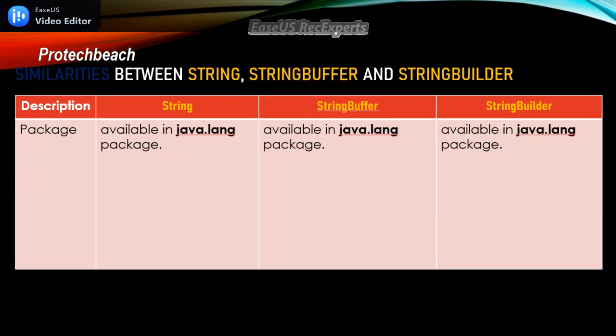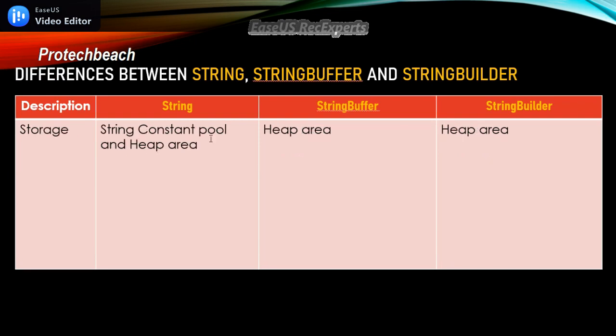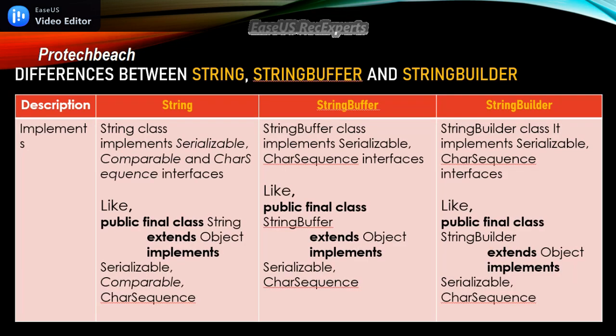So in this video we saw the similarity regarding the package, and the differences between String, StringBuffer and StringBuilder. String is immutable in nature, while StringBuffer and StringBuilder are mutable. Regarding storage, the String object will be placed in the string constant pool and also the heap area, but StringBuffer and StringBuilder objects will be placed in the heap area only. In case of implements, String implements Serializable, Comparable and CharSequence, but StringBuffer and StringBuilder implement Serializable and CharSequence interfaces.